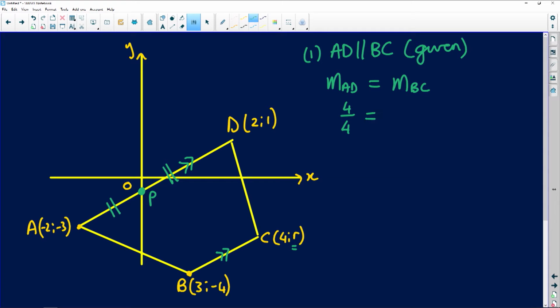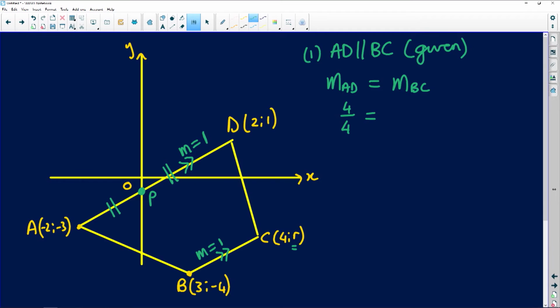So, oh, look at this. The gradient of this line is 1. So now we know also that the gradient of that one is 1. Just information that we need to fill in. Now we go to the bottom line, and that's where the variable lies. R minus -4 becomes R plus 4. Remember the double negative. 4 minus 3 is 1.